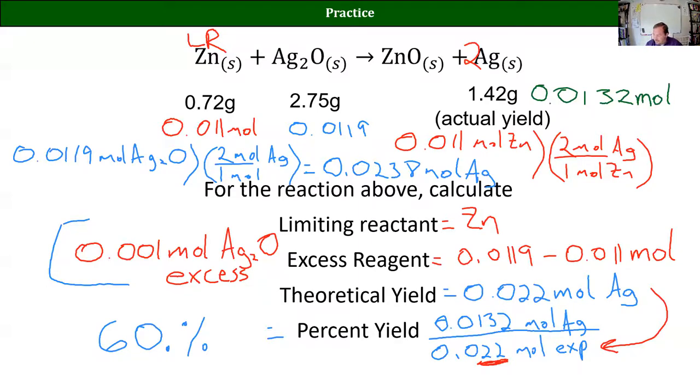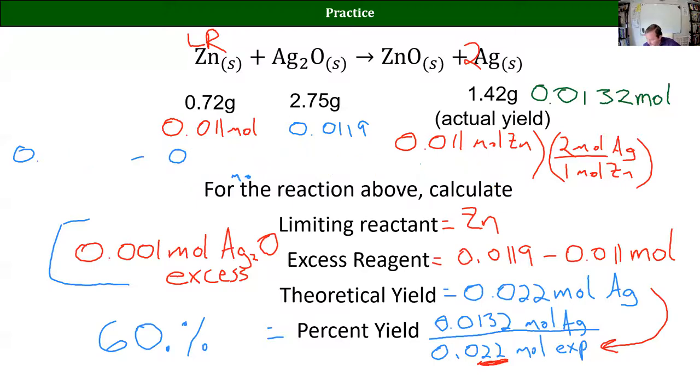So if we have enough zinc to make 0.022 moles of product, but we have enough silver oxide to make 0.0238 moles of silver, the lower number is the real theoretical yield. Right, and that's the one that we would wind up writing down right there.